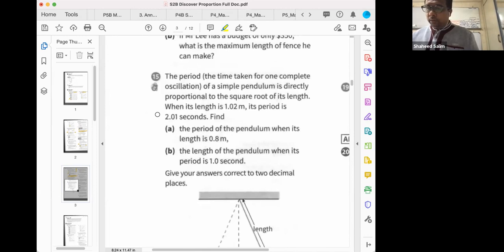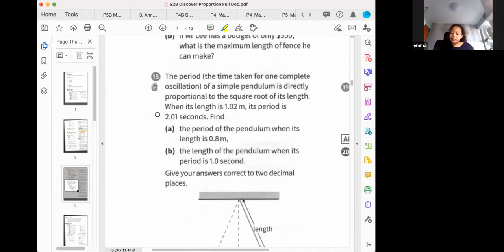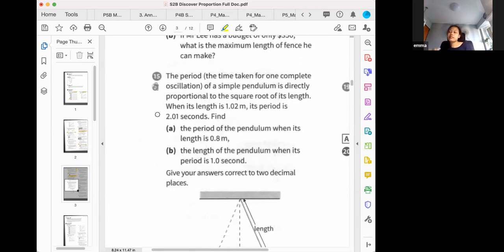What number is 15? Hold on. The square root. The decimal is very okay.